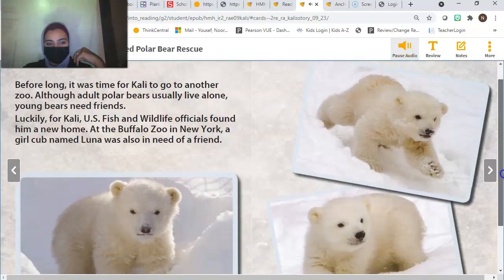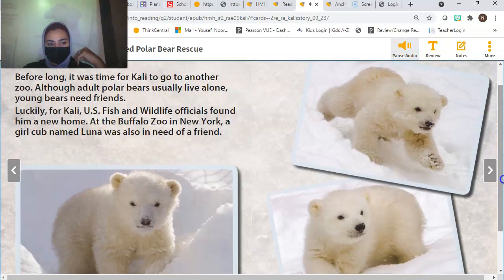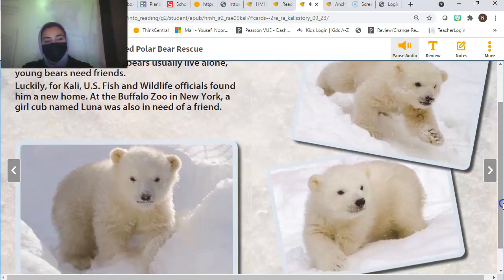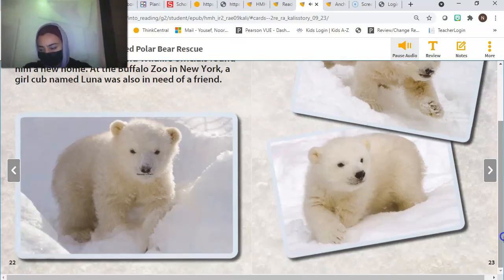Before long, it was time for Cully to go to another zoo. Although adult polar bears usually live alone, young bears need friends. Luckily for Cully, U.S. Fish and Wildlife officials found him a new home. At the Buffalo Zoo in New York, a girl cub named Luna was also in need of a friend.